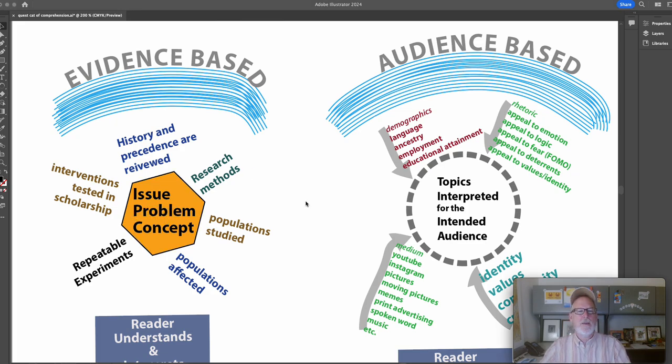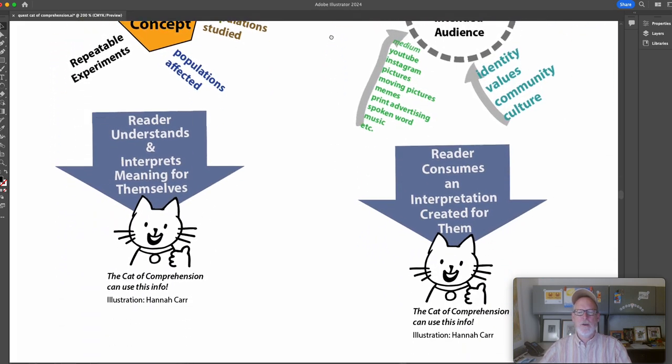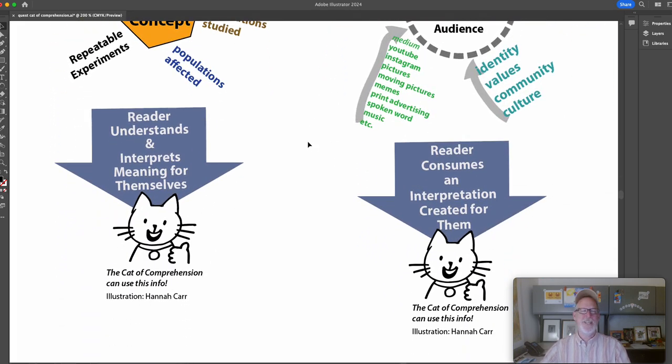So if you go back, you can see there's a big difference. This one's kind of baked, pre-chewed, interpreted. It's easy to understand and consume. This one needs a little more interaction, but it's evidence-based and we get to participate. Let's go and look at the outcome. We'll look at the cat of comprehension. Hannah in the Protospace is a wonderful illustrator and agreed to make this cat with a thumbs up.